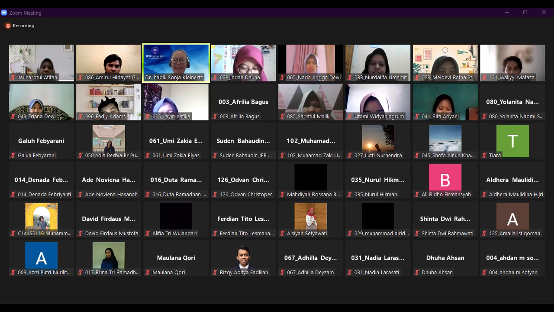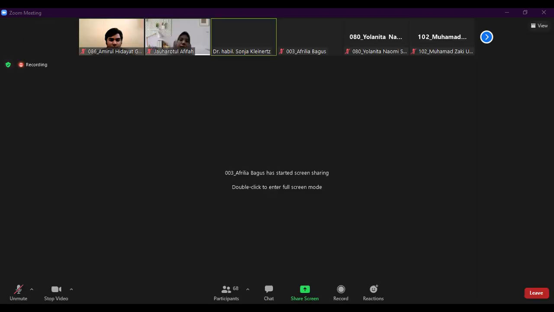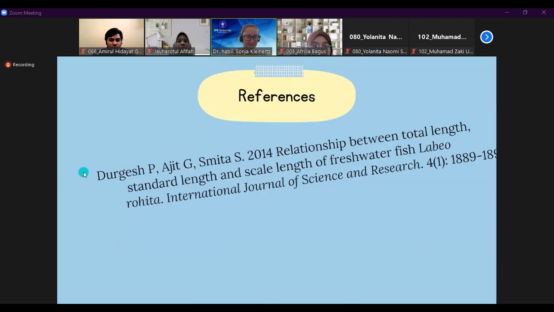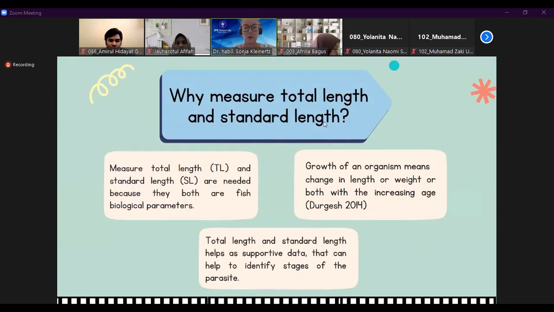So can you maybe show again the measurement? What is the fish length about? So can you show that again? What is the standard length and the total length? Can you open that again, please? One back. No, with the picture, the drawing, you know, the fish.